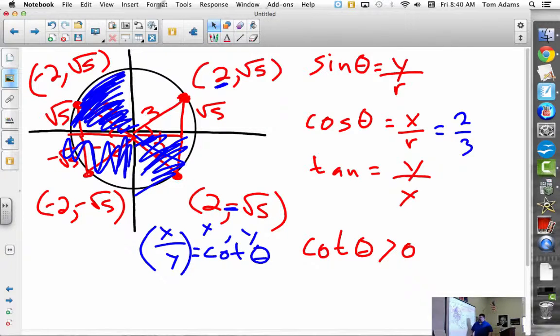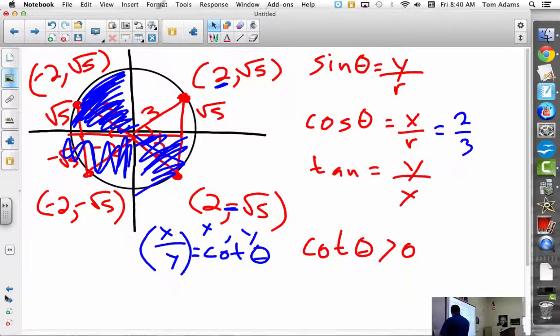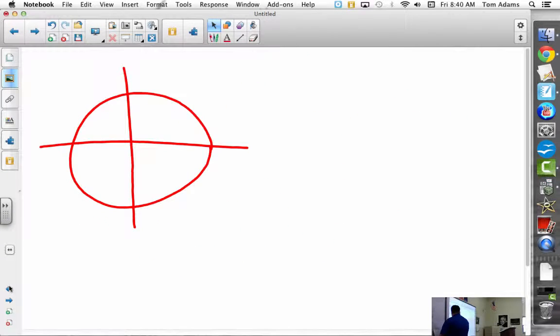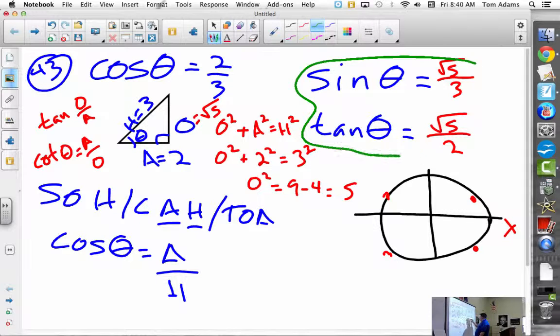So I did all that explaining, not so much for this problem, but for the problems to come. So these answers are correct, right? These answers are correct the way they stand.